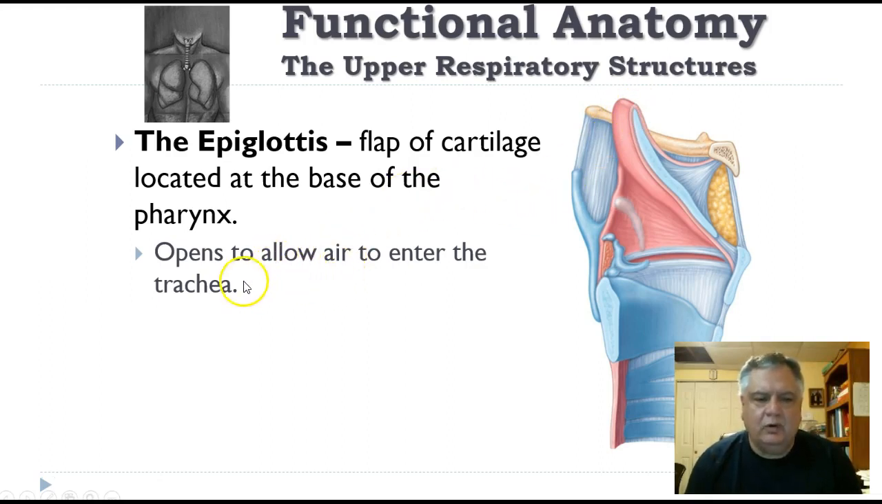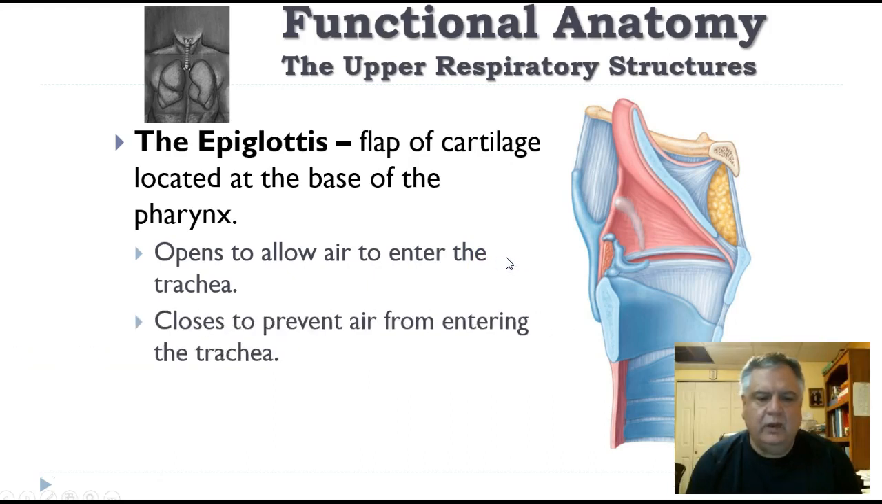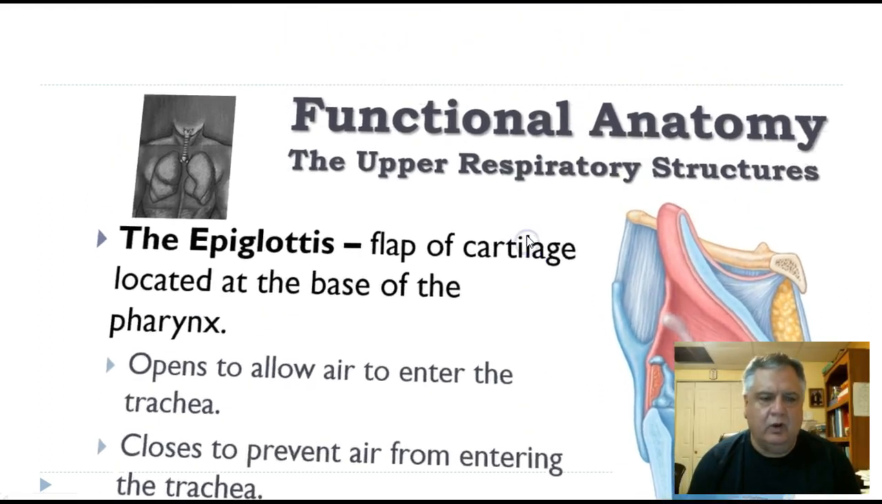Now the epiglottis is important because this flap of cartilage opens to allow air to enter the trachea whenever we inhale. And whenever we exhale, it's going to close to prevent air from entering the trachea. And it's also going to close to prevent food from entering the trachea. Remember, the pharynx is a common pathway for both food and air. But once we get past the pharynx, we want the food to go into the esophagus. We only want air to go into the trachea. So this flap of cartilage right here, the epiglottis, closes over the top of the trachea to prevent food from entering the trachea whenever we swallow.